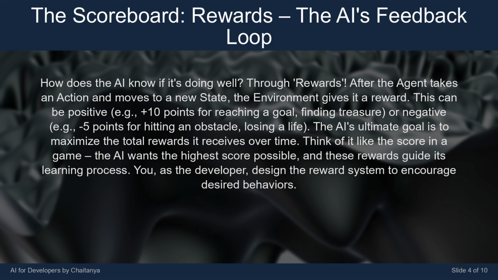How does the AI know if it's doing well? Through rewards. After the agent takes an action and moves to a new state, the environment gives it a reward. This can be positive, for example plus 10 points for reaching a goal or finding treasure, or negative, for example minus 5 points for hitting an obstacle or losing a life.